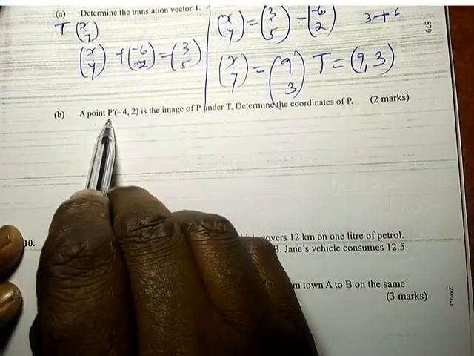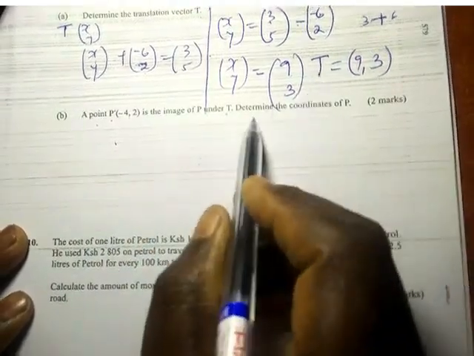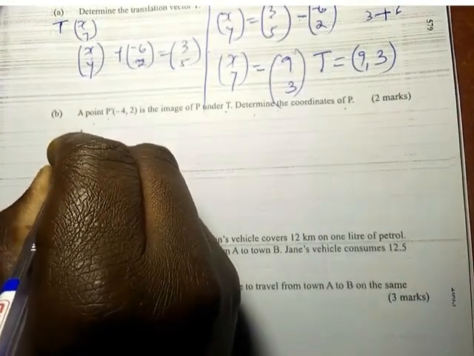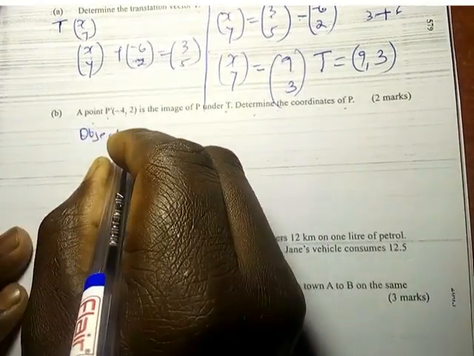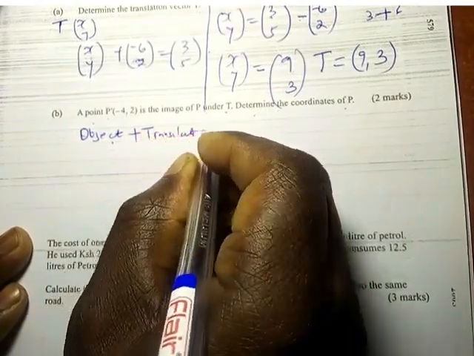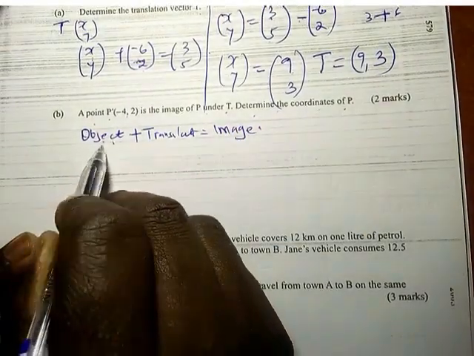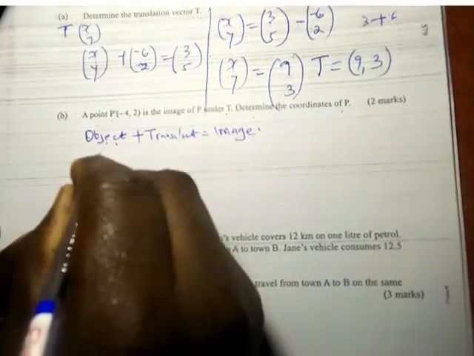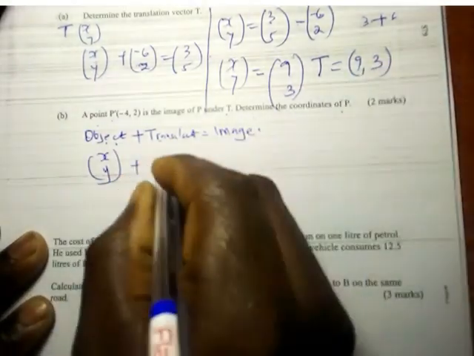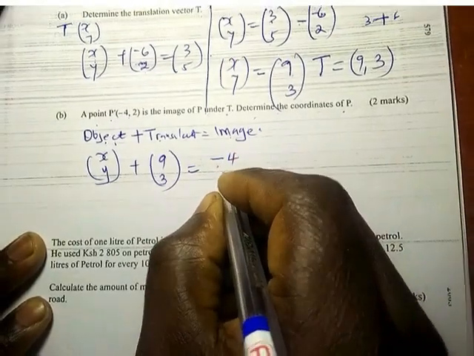A point P prime is an image of P under T. Determine the coordinates of P. I have given you the formula: object plus translation, the answer is the image. So now we don't have the object. Let the object be (x, y), plus the translation we have gotten, (9, 3). It will give us the image, which is (-4, 2).